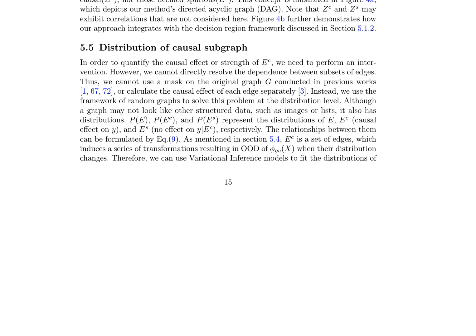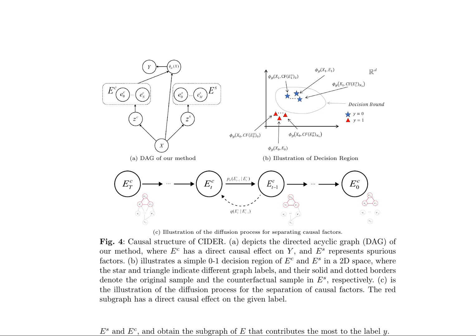The use of structural causal models and additive noise models provides a robust framework for analyzing complex relationships in machine learning applications. Figure 4 illustrates the causal structure of CIDER, comprising a directed acyclic graph, DAG, where H is a direct causal effect on Y, and S represents spurious factors. The DAG is further elucidated through a simple 2D decision region of the data, showcasing different graph labels and sample types. The diffusion process for separating causal factors is visualized, with the red subgraph having a direct causal effect on the given label.